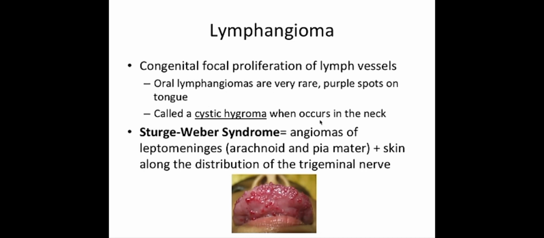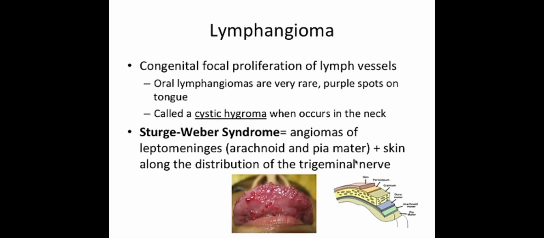And again, we have another syndrome, this time Sturge-Weber syndrome. This involves angiomas of the leptomeninges, which are the arachnoid and pia mater. Just for reference, they're the two most internal of the meninges. This syndrome also involves angiomas of the skin along the distribution of the trigeminal nerve, so V1, V2, V3. The angiomas of this syndrome can also be referred to as encephalotrigeminal angiomatosis.